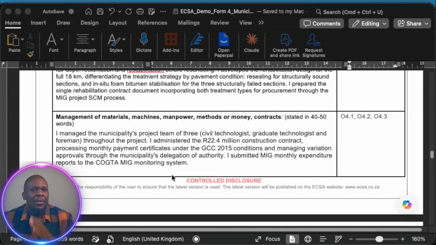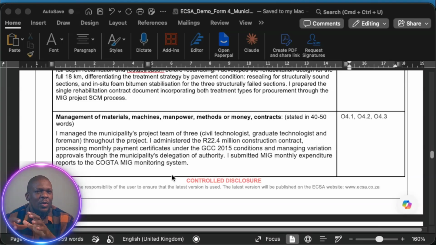Now, management of material and management of machinery, manpower, and method. Here it involves determining or explaining how you manage the material, machinery, manpower, method, or money. I manage the municipal project team of 3 technologists, graduates, and foremen through the project.